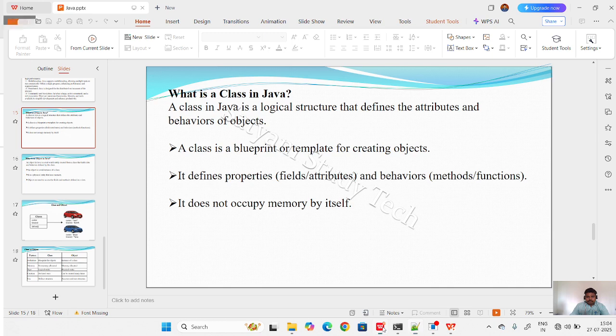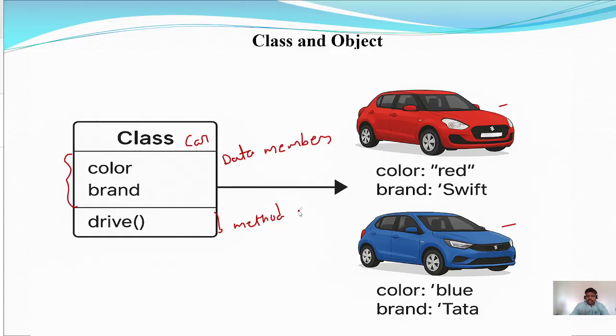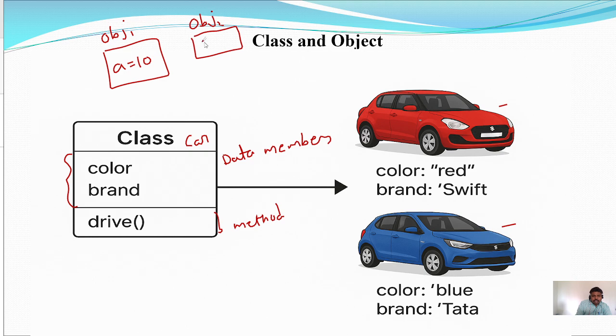Now you can see what's the meaning of that. For example, in object 1, this is the space allocated in memory for that object. So here A value is 10, and also you can create one more object, object 2. So here also memory is allocated for this object. So in this, A equals 20.